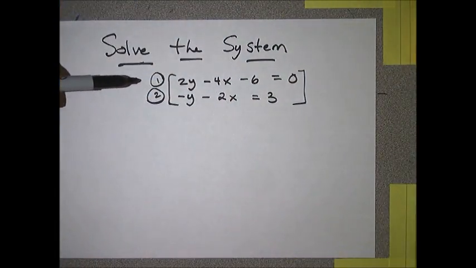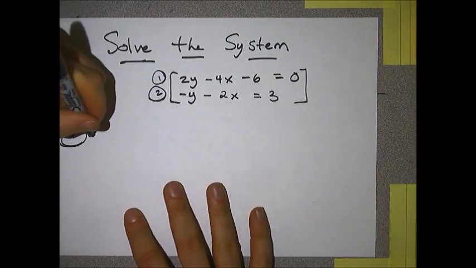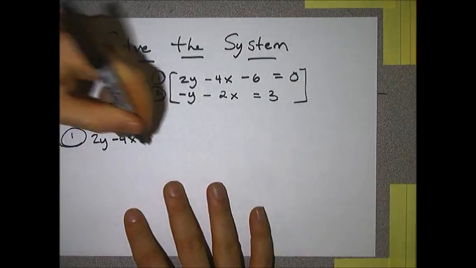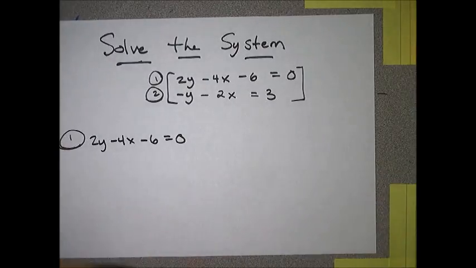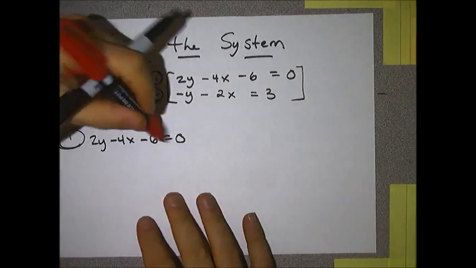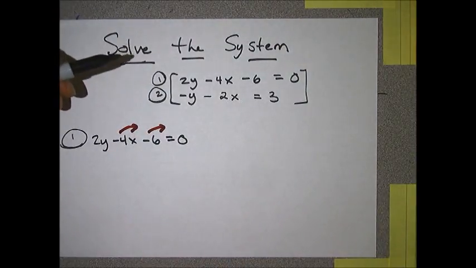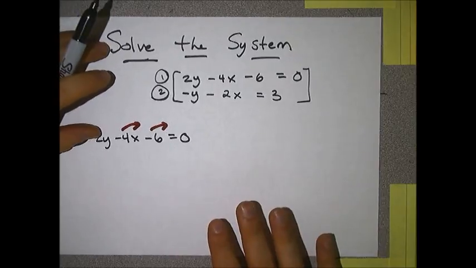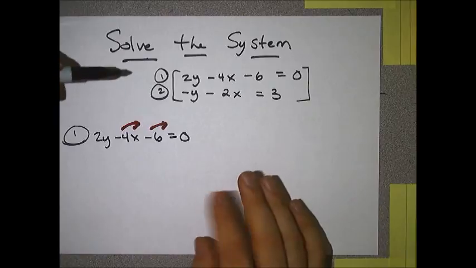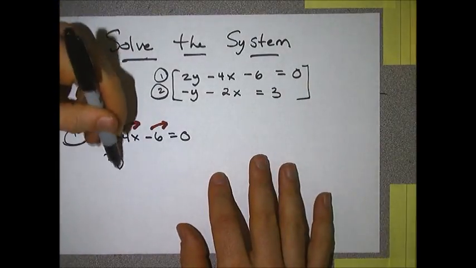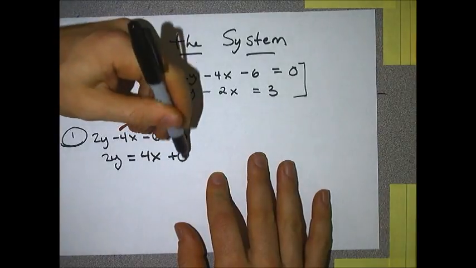So the first one, I'm going to rewrite what I have right here. Here's equation 1, and equation 1 is 2y minus 4x minus 6 is equal to 0. And I want to get this y by itself. So the first thing I'm going to do is take the -6 and get rid of it. I'm going to take the -4x and get rid of it. And by get rid of it, I mean move it to the other side. And to move it to the other side, you do the opposite. So in this case, to get rid of the -4x and the -6, I should add them both. So 2y is equal to a positive 4x plus 6.